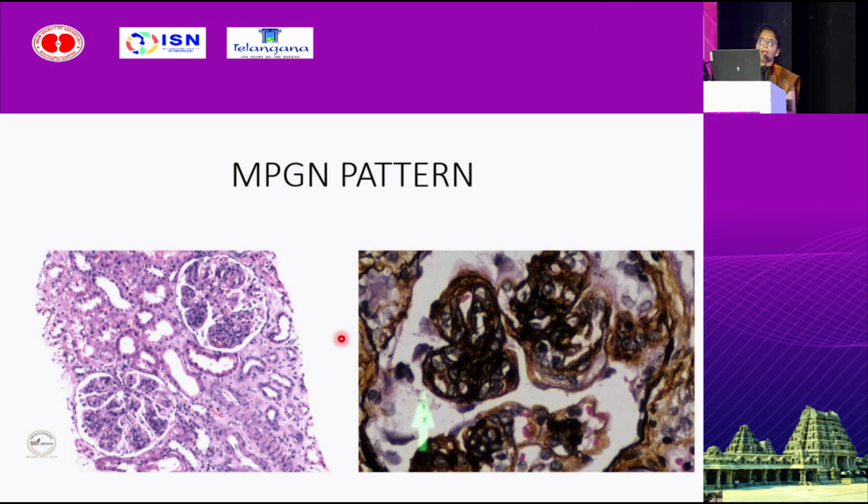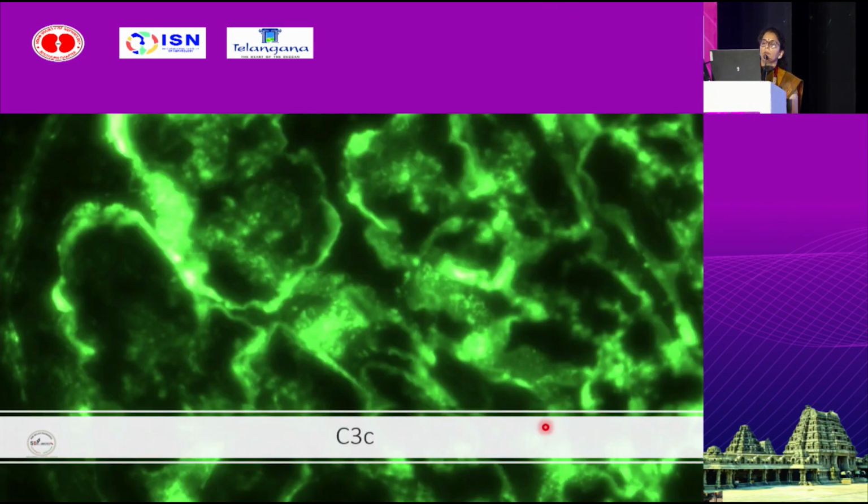Now coming to the next pattern, that is MPGN pattern, membranoproliferative glomerulonephritis. These glomeruli are hypercellular and they are giving a club-shaped appearance or lobular accentuation. On silver stain, we can appreciate there is endocapillary hypercellularity and there is nice duplication along with mesangial cell interposition of the basement membrane. On immunofluorescence, C3c stain is showing these nice outer smooth deposits and these subendothelial granular deposits and some mesangial deposits also. So this was the MPGN pattern.